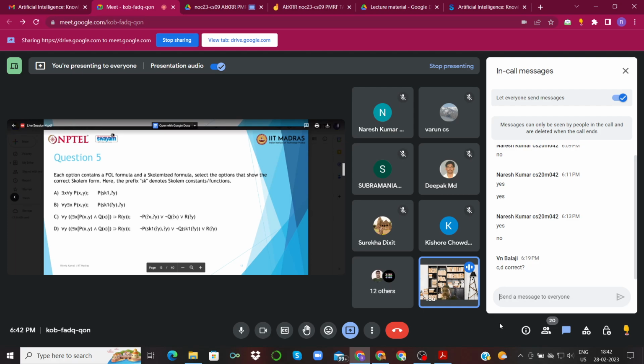So here we are replacing x with a Skolem function and it is a function of the universally quantified variable, which is y. So option B has for all y there exists an x such that p of x and y. We are Skolemizing this as p of the Skolem function sk1, which is a function of y, and then we have variable y. Right? So option B is also correct.